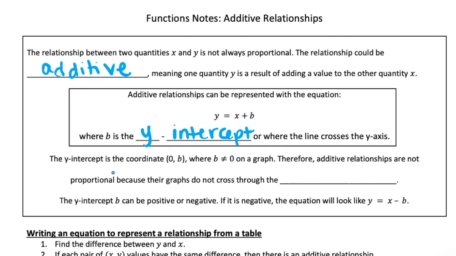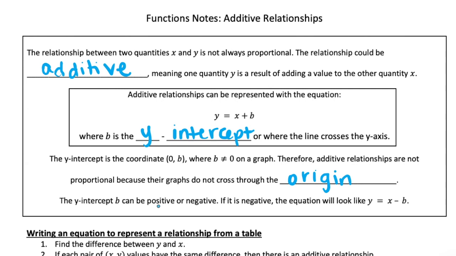So then the y-intercept is the coordinate (0, b), where b is not allowed to equal 0. Therefore, additive relationships are not proportional because their graphs will not cross through the origin. Previously, all the graphs that we saw that were proportional were crossing through the origin, and now we're going to be seeing graphs where they don't go through the origin, so that means they won't be proportional, and their y-intercept won't be the origin anymore. It'll be any other point on the y-axis besides (0, 0). So that's why we said b isn't allowed to be 0.